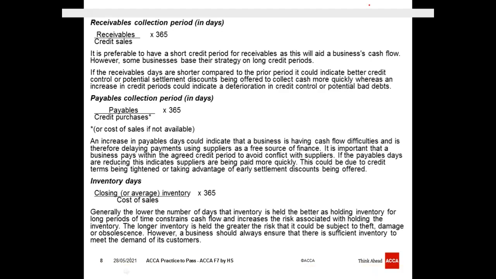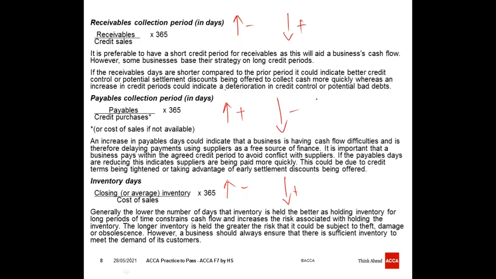Now, receivable collection period, payables payment period, and inventory turnover in days. So these are the three things. If the time period is increasing for these two things, this will be considered a negative point for the business. And if it is reducing, that will be considered a positive point. Whereas for payables, if the time period is increasing, it will be considered a positive point.